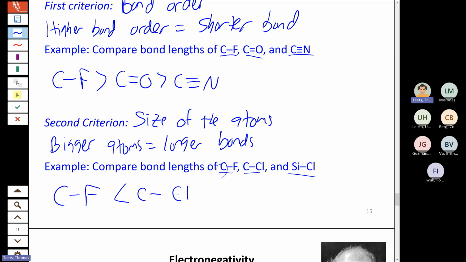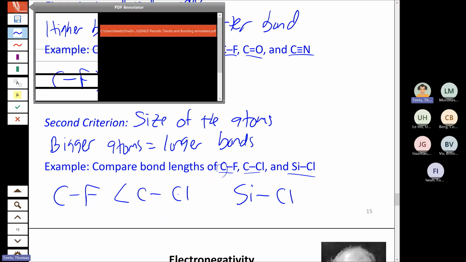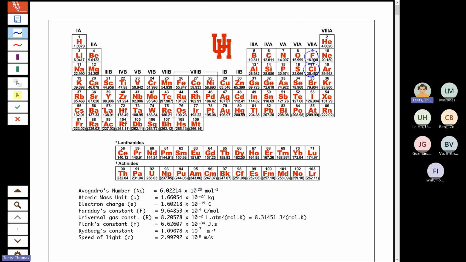And then the last one we have to compare is silicon-chlorine with one of these two as well. So again, the easiest comparisons are ones where one of the atoms is the same. So the C-Cl bond and the Si-Cl bond both have chlorine in them. So whichever one is larger, carbon or silicon, is going to give us the longer bond length with chlorine. So that also ends up being a pretty straightforward comparison because carbon is there, silicon is there.